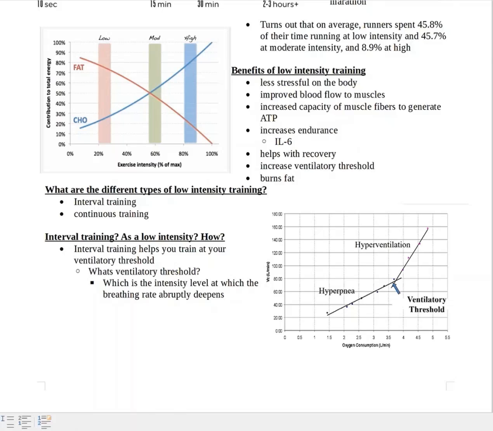So, our normal breathing actually has a term called hyperpnea, and then, of course, everyone knows hyperventilation. So hyperpnea is just our normal breath, and the point at which we change from a normal breath to hyperventilating is called ventilation threshold. What's kind of cool about this is that you can actually train yourself to understand when we are breathing normal and when we're hyperventilating, and kind of understand where that low intensity is.